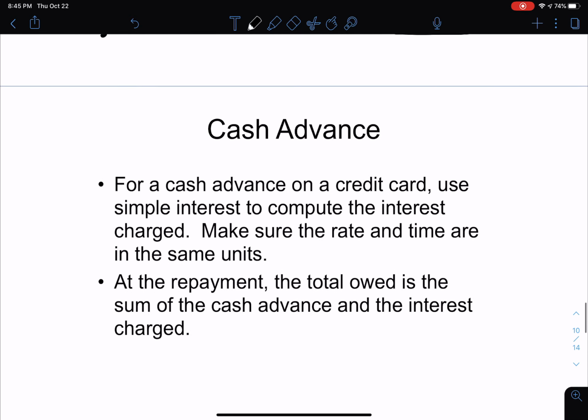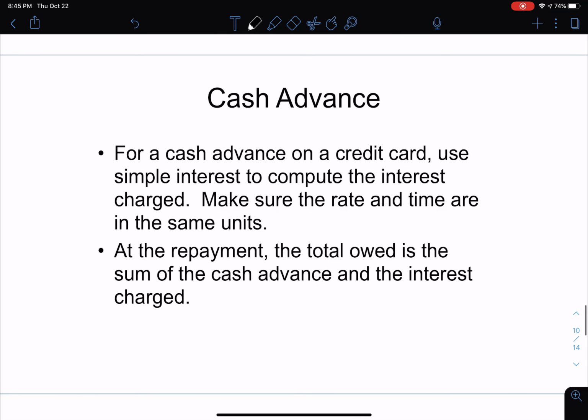One other type of problem for a credit card, you might do a cash advance on a credit card. Again, be careful with this kind of thing. Some of them have these nice deals where it's 0% cash advance as long as you pay it off by this date. But if you don't pay it off by that date, all of a sudden all the interest that could have accrued is on there.